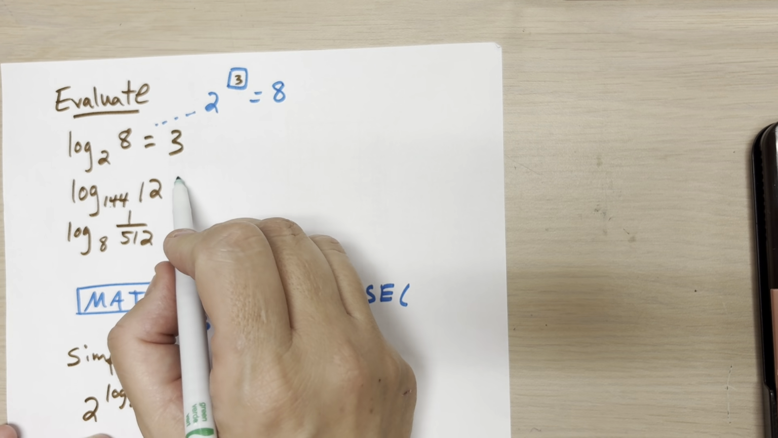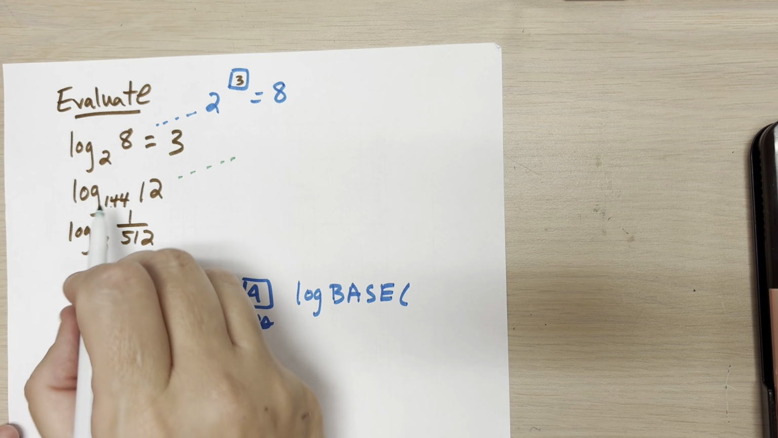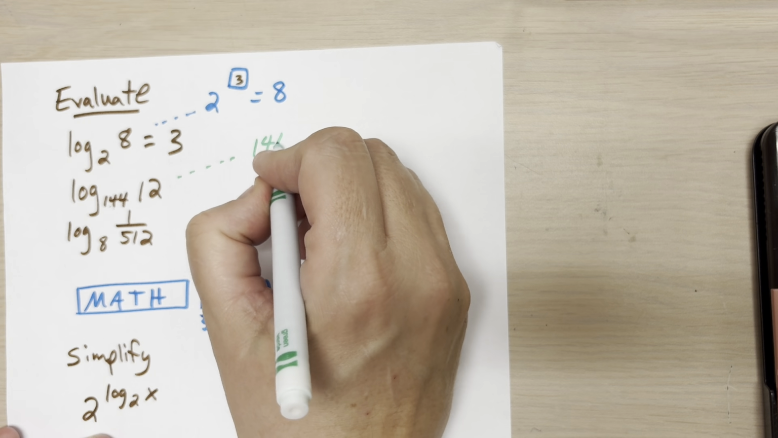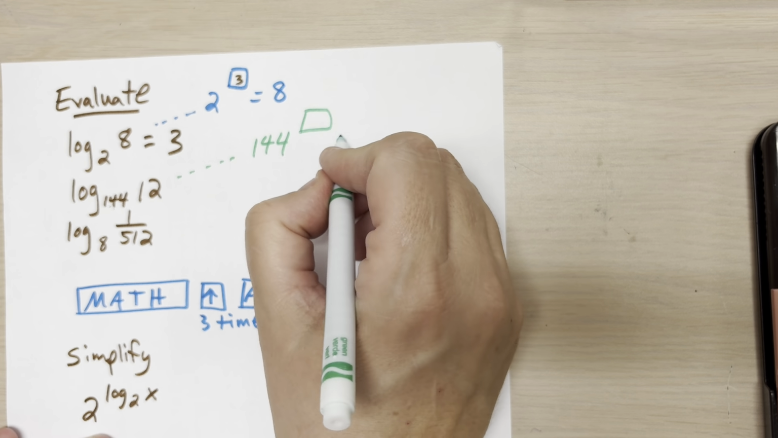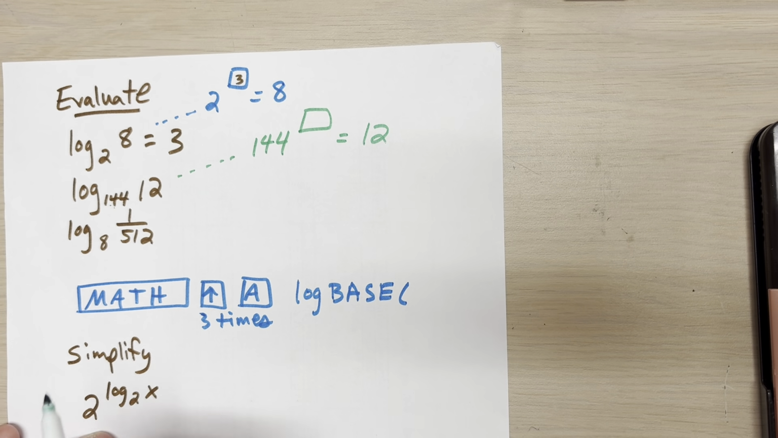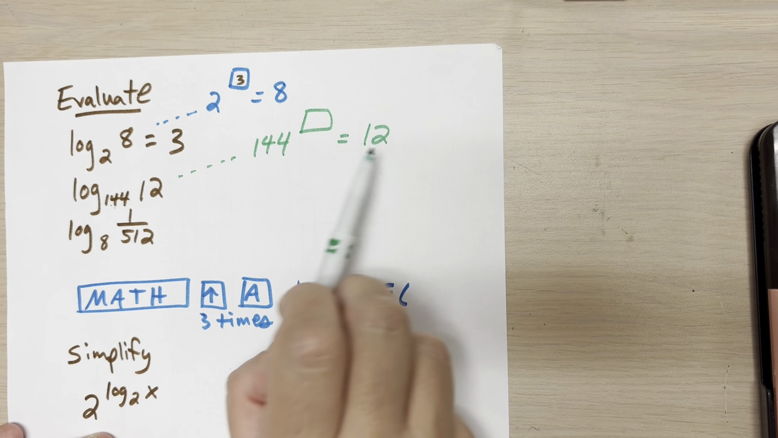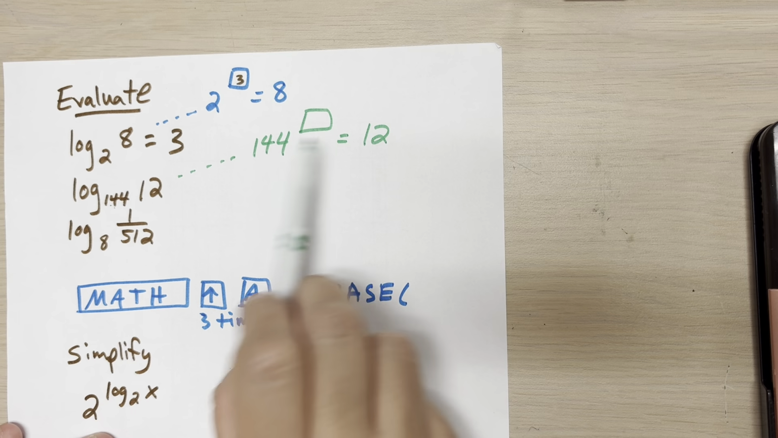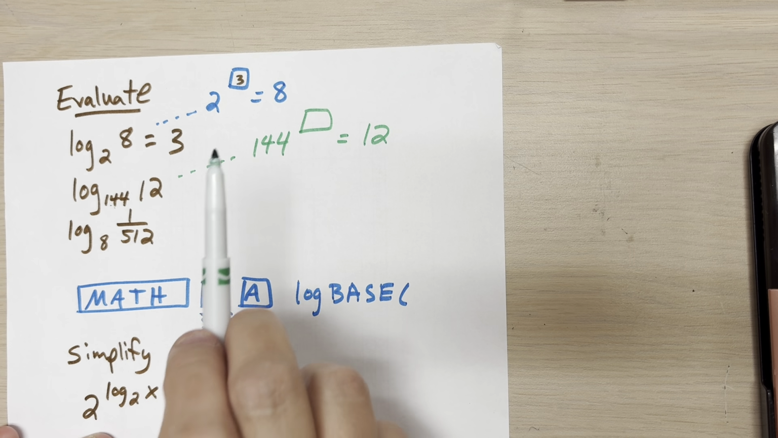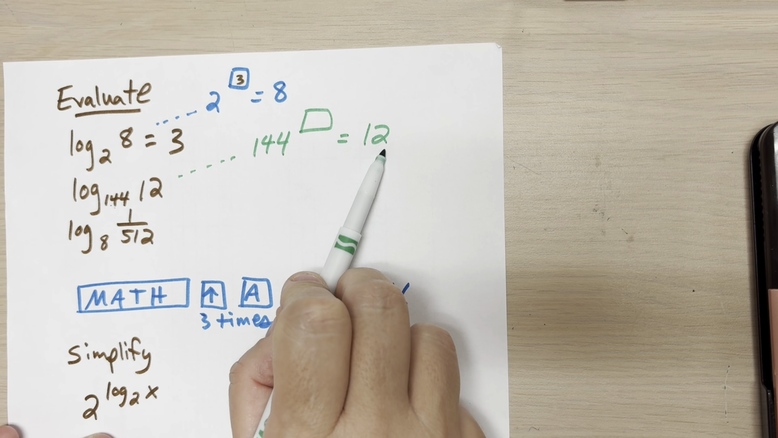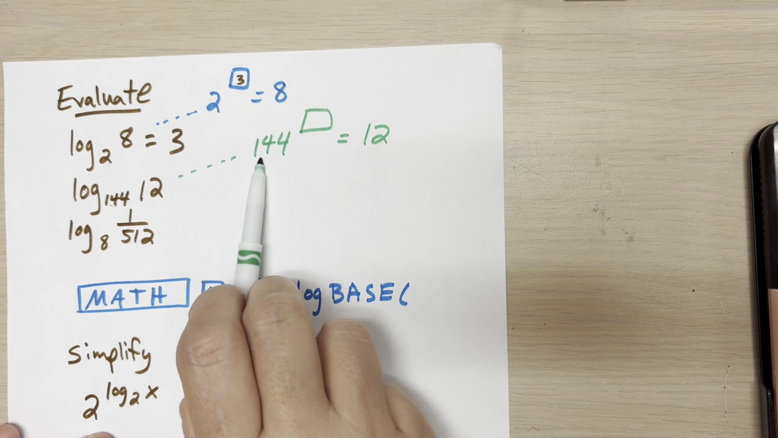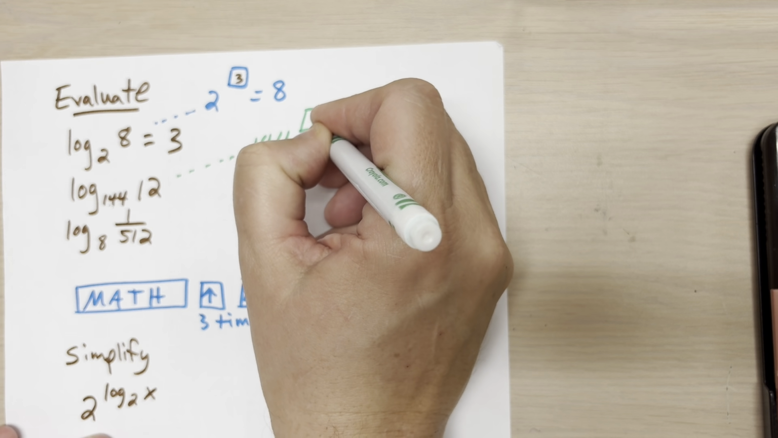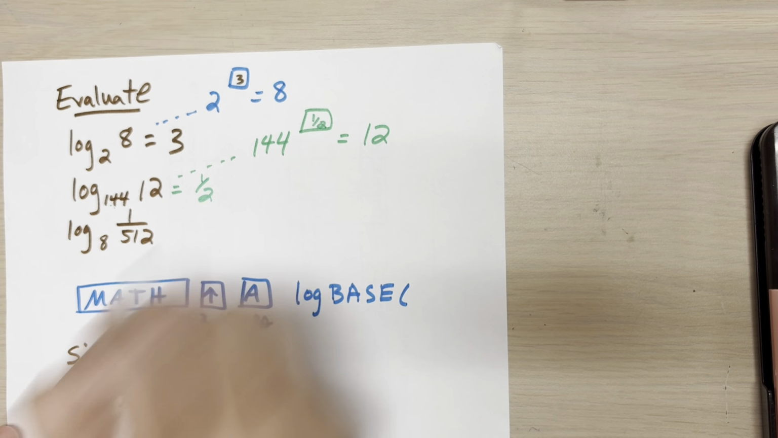In our next one, I'm going to say 144 to some exponent gives me 12. Well, what's the relationship between 144 and 12? 12 squared is 144. That means the square root of 144 is 12. Or I can say that as 144 to the 1/2. So this equals 1/2.